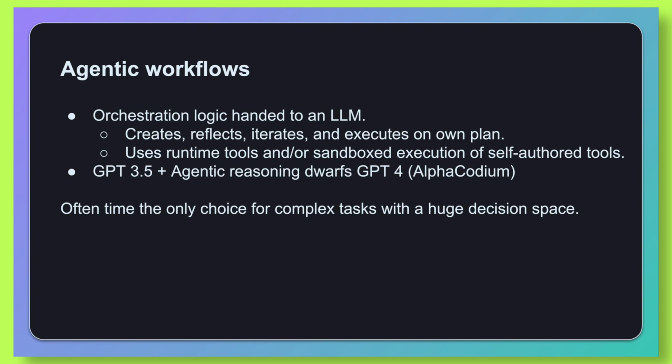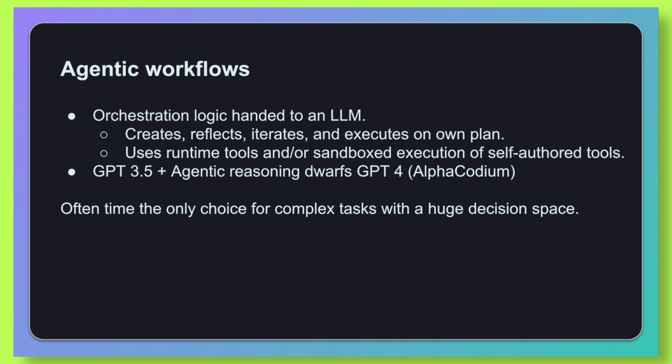And this was really answered resolutely by a handful of papers. One most notably is from AlphaCodium, where they basically showed that if you take GPT-3.5, the most simplistic and performant model that we have, and we give it the ability to create, reflect, and iterate on its own plan, it can easily dwarf a much smarter model like GPT-4 by being able to reason in a loop instead of just having to do one single shot execution.